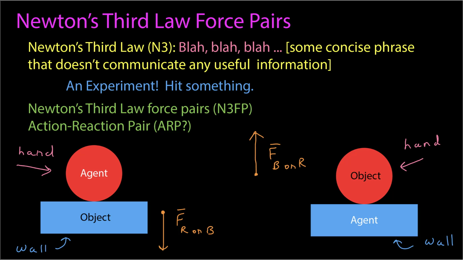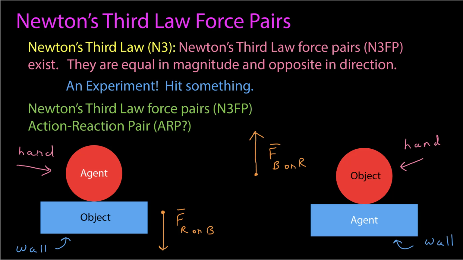So here I have a free body diagram for the red ball, and there's a force of the blue box on the red ball, and it's pointing up. And it's these two forces that are equal in magnitude and opposite in direction that represent a Newton's third law force pair. So that's going to be my working definition so far for Newton's third law. Newton's third law force pairs exist. They are equal in magnitude and opposite in direction. Now we have to be able to find them. In this video, there's going to be a series of questions I'm going to ask within the video that are key to being able to really understand how Newton's third law works.